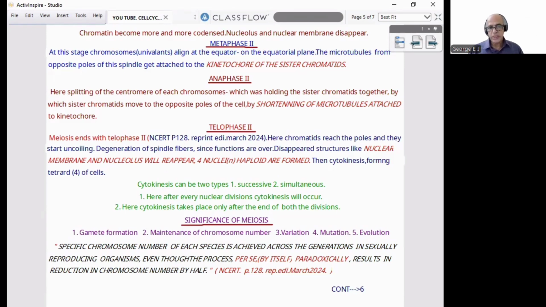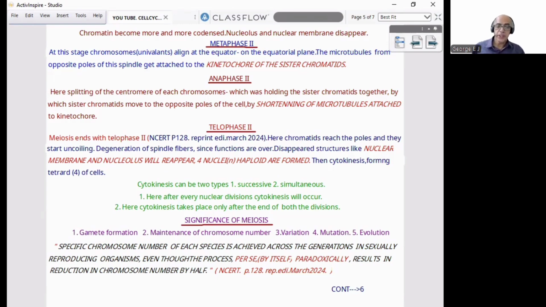Second one, simultaneous, means here cytokinesis takes place only after the end of both the divisions. Simultaneous. I think I made that clear. Now, significance of meiosis. Many areas we'll discuss: gamete formation, maintenance of chromosome number, variation, mutation, evolution.